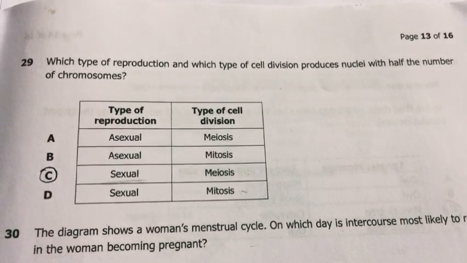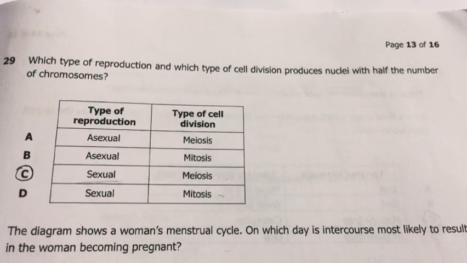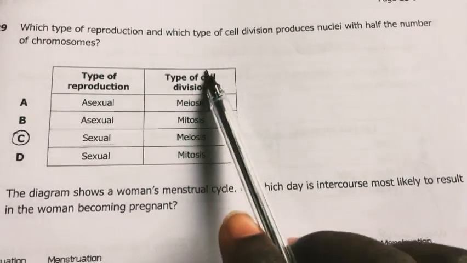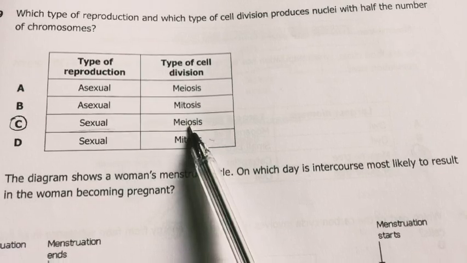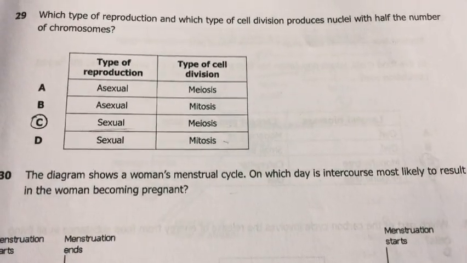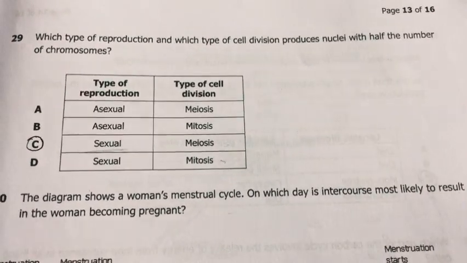Which type of reproduction and which type of cell division produces nuclei with half the number of chromosomes? Type of reproduction, sexual. And type of division, meiosis. My answer here is C. Meiosis produces nuclei that have half the number of chromosomes.